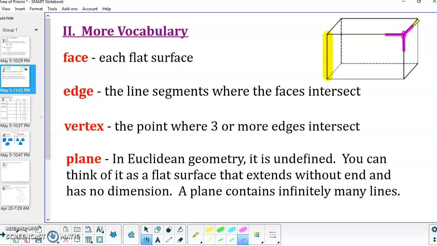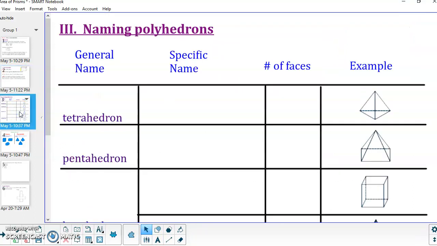The last thing, and I think we talked about this in the very beginning of the school year, is a plane. In Euclidean geometry, it's undefined. You can think of it as a flat surface, though, that extends without end in all directions, and it has no dimension. So a plane, for example, would contain one of the faces of our polyhedron. It would also contain infinitely many lines. So there could be many lines in that plane. So just kind of throwing out that extra vocabulary, or reminding you of that from the beginning of the year. Okay, so now let's switch over to talking about how to name these shapes.